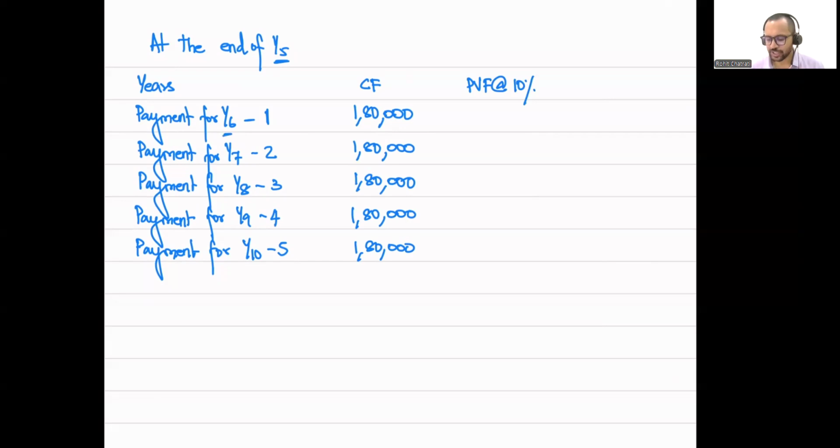Remember, this payment for year 6 is only 1 year away from today, so the present value factor will be 0.9091. I'm standing at the end of year 5 or beginning of year 6. For year 2, it will be 0.8264, then 0.7513, 0.6830. And for the last year, it will be 1 divided by 1.1 whole power 5, which is equal to 0.6209.